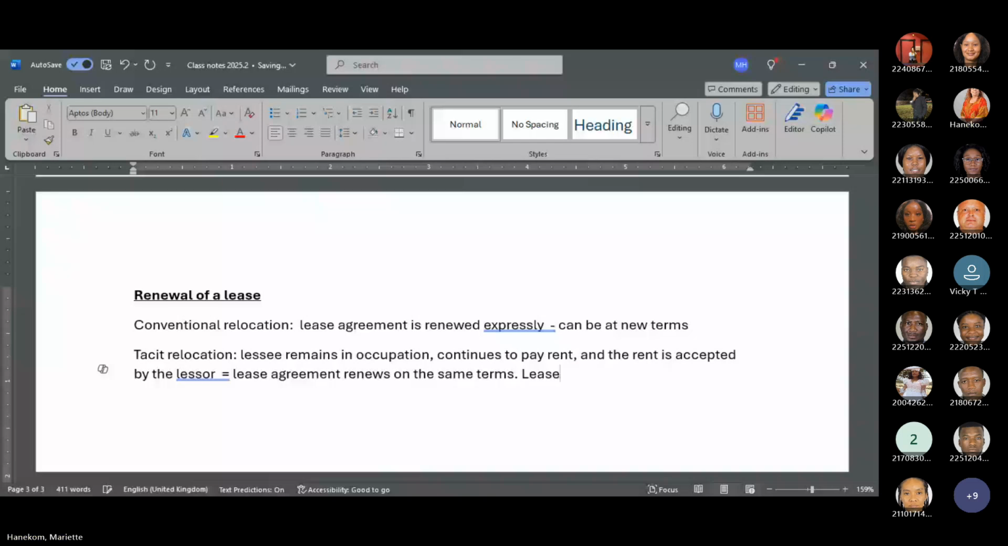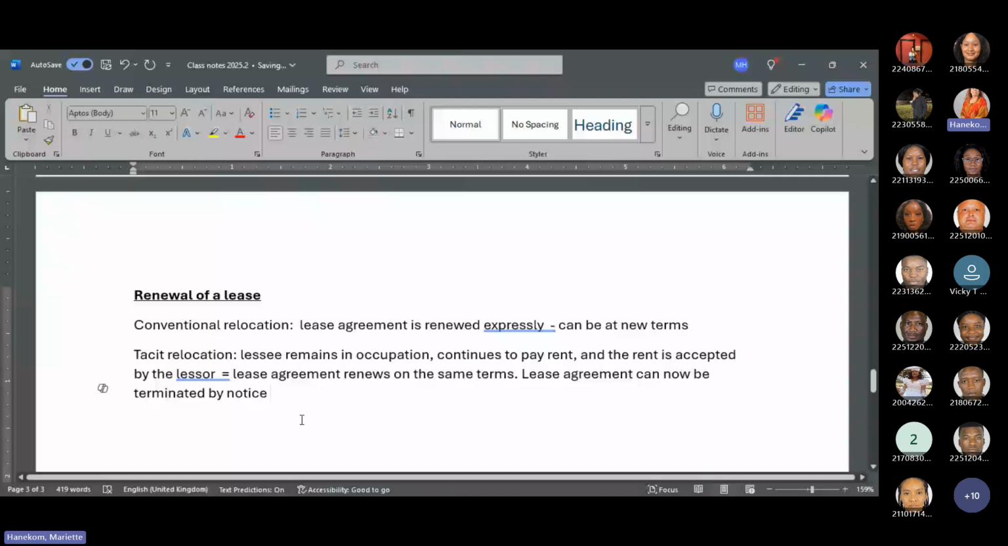the lease agreement can now be terminated by notice. He can give you reasonable notice. He also can't come and kick you out and say, no, you've got to leave by the end of the week. But he can give you reasonable notice to terminate the agreement. So instead of a fixed term contract for a year, it now becomes a lease agreement terminable by notice on the same conditions, the same terms. Everybody with me?